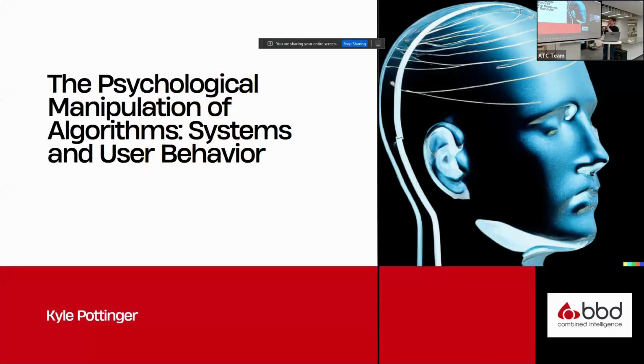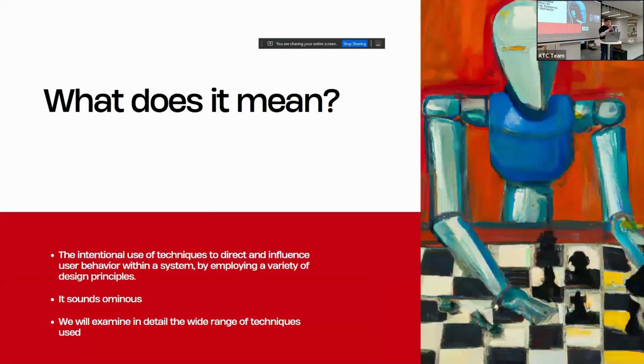My name is Pottinger, and today I want to talk about the psychological manipulation of algorithms. So, what exactly does that mean? It is the intentional use of techniques to direct and influence user behavior within a system by employing a variety of different techniques. And that might sound a little bit ominous. It's really not. It's just not something that's very apparent within the systems.